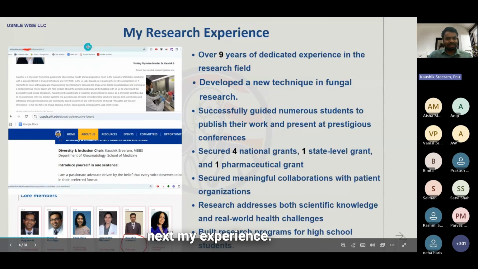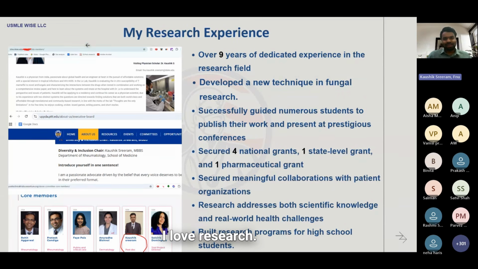Next, my experience. I love research. I've been doing it for so long now. I have over 9 years of research experience. I have gotten ICMR grants, or national grants, multiple times, and I've helped my colleagues also get those grants. I've got the state level grant. I think when I applied, out of 1,000 people, they gave it to 4 people. And now I'm on a pharma grant in the US.